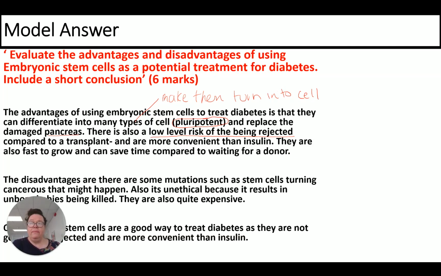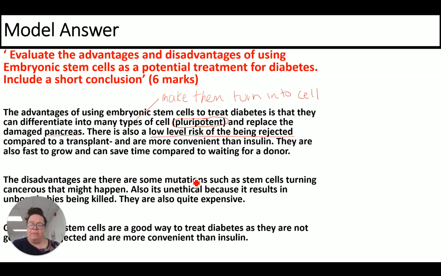And if you've got a pancreas that is working, then you don't have to take insulin anymore. And you don't have to wait for a donor, because obviously for you to get a donor, usually someone has to die. So that's not a nice thought, is it? Right, let's have a look at the disadvantages.